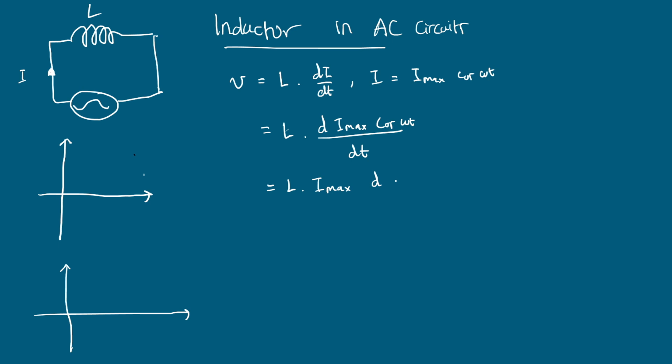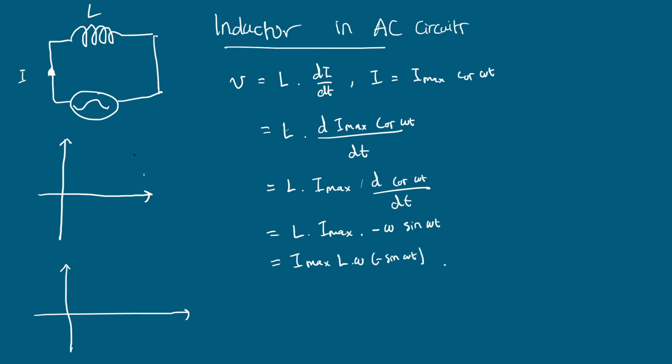Then we have d cosine omega t divided by dt. So we have L I max times minus omega sine omega t. Okay, this is the result from this derivation process. So we can restructure this form into I max L times omega times minus sine omega t.